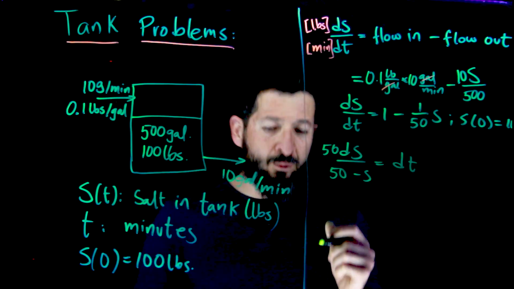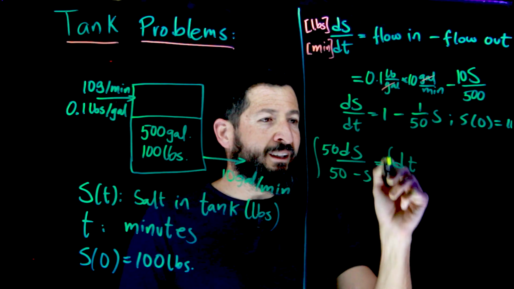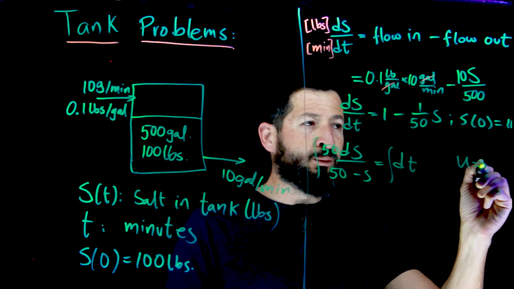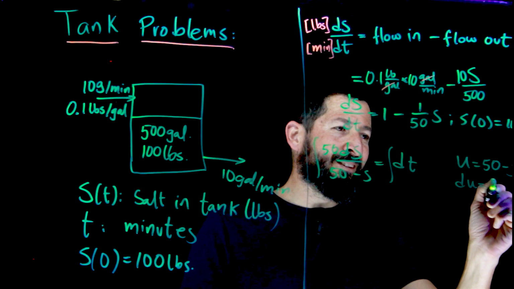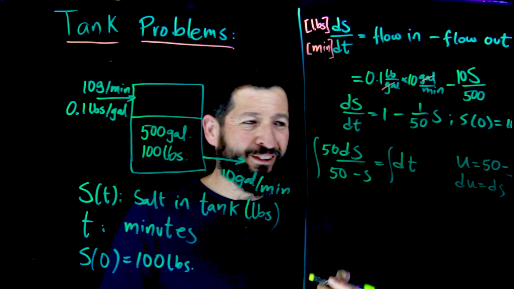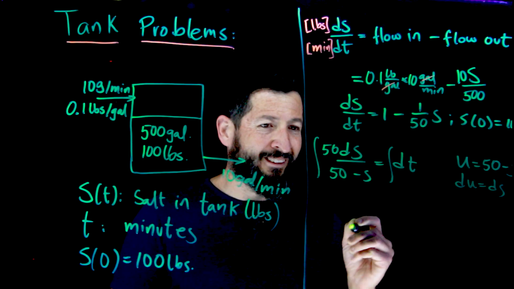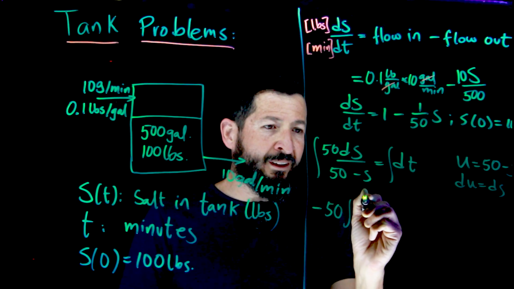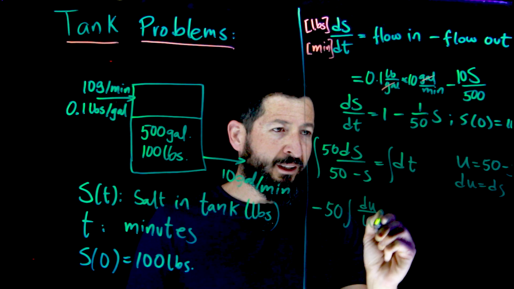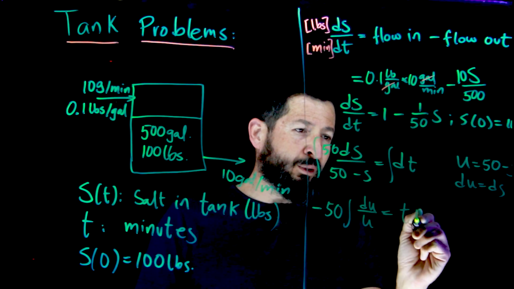But the reason why I want to do that is because whenever I integrate, I do the u substitution. U equals 50 minus s, and then du is negative ds. And so my 50 already came out here. So it's kind of nice, at least I think so. So I get negative 50 integral of du over u. And then this is just t plus c.